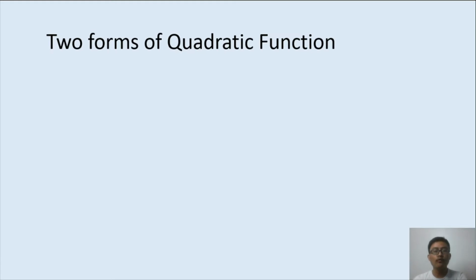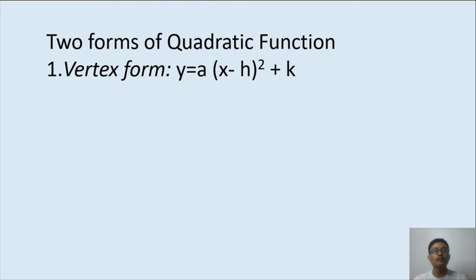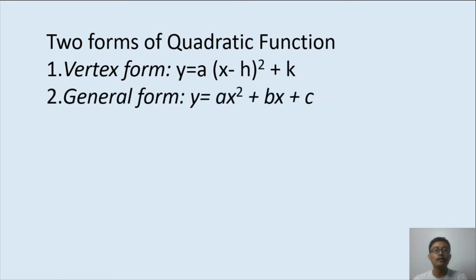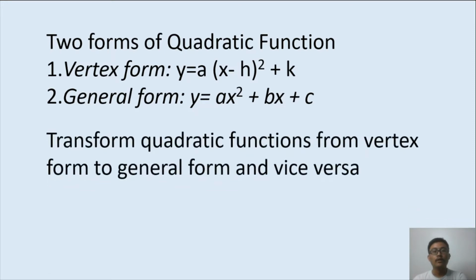So there are two forms of quadratic function. One is the so-called vertex form in the form of y equals a times the quantity of x minus h squared plus k. The other one is the general form y equals ax squared plus bx plus c. So, ang gagawin natin ngayon is we're going to transform quadratic functions from vertex form to general form and vice versa.